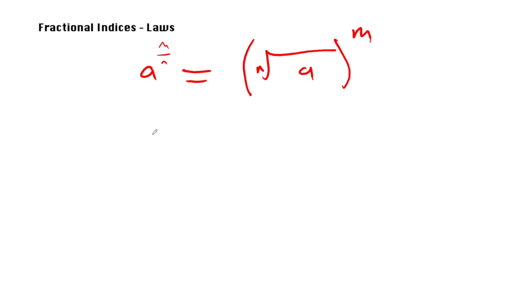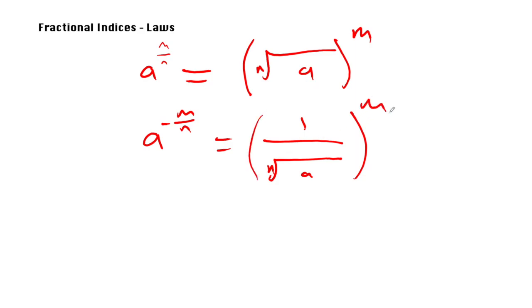So the first thing we've got to do is go through the laws. The first law is if you have a to the m over n, that is the same as the nth root of a to the power of m. Now if you have a to the minus m over n, that is the same as 1 over the nth root of a to the power of m. So they are the two rules you'll need to know throughout the practices we're going to do now.